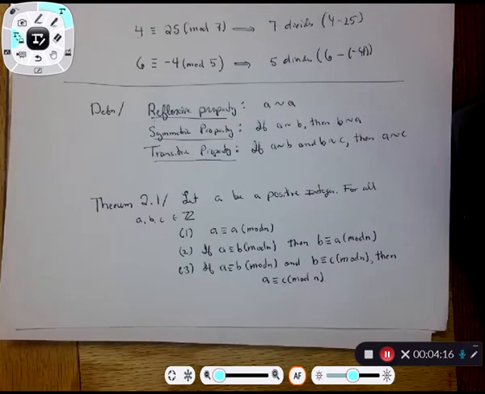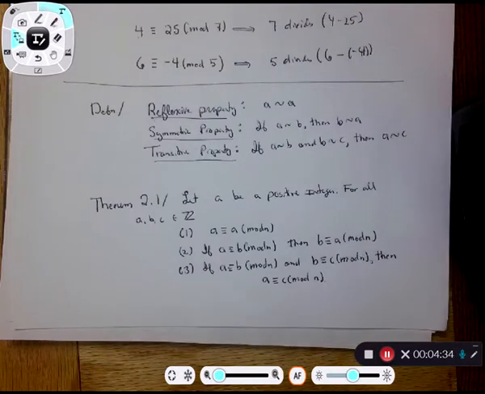Number 1, A is congruent to A mod N. 2, if A is congruent to B mod N, then B is congruent to A mod N. And 3, if A is congruent to B mod N and B is congruent to C mod N, then A is congruent to C mod N.